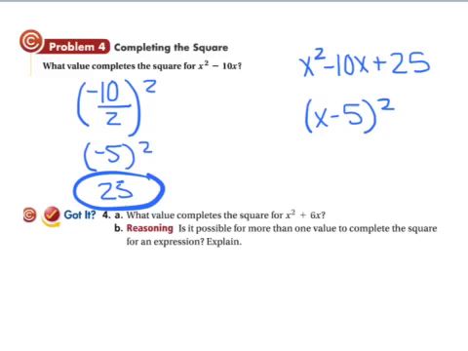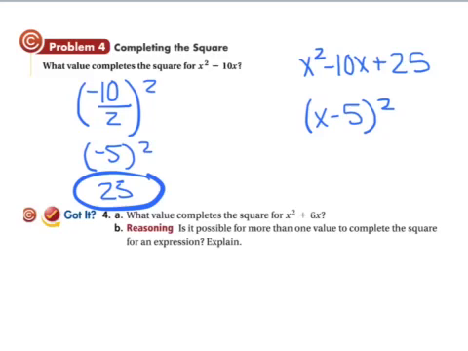Number 4a. What value completes the square for x squared plus 6x? Sure. Why are you just allowed to add 25 to that? Because we are completing the square. We are transforming this into a new equation in order to solve it. We're going to solve it in the next couple steps, but right now we're just transforming it.